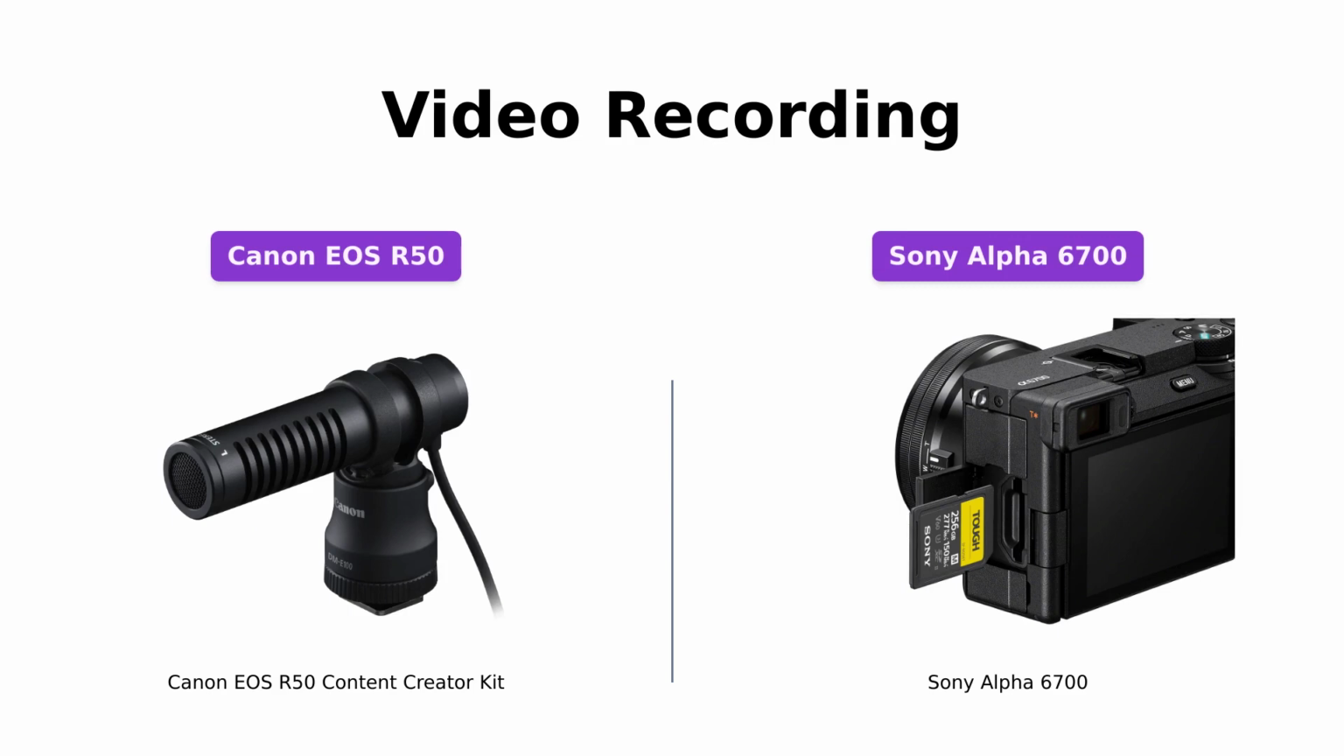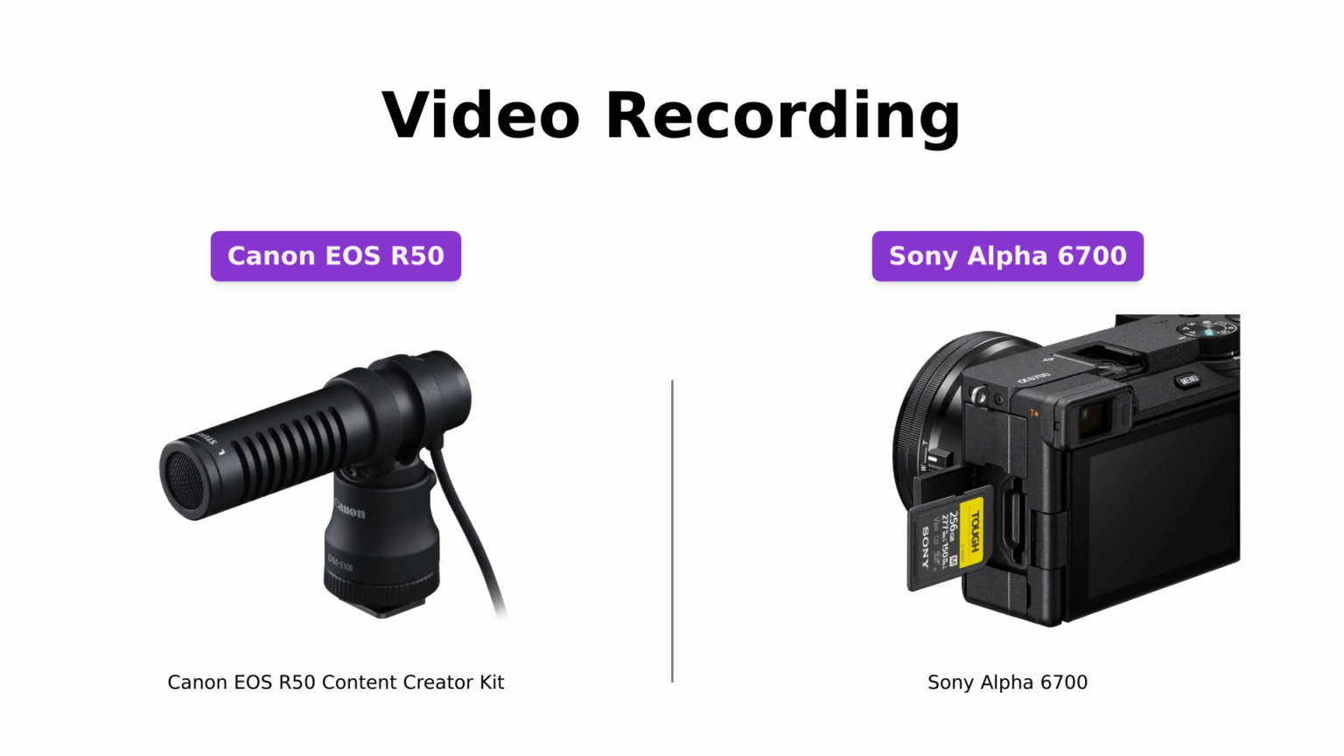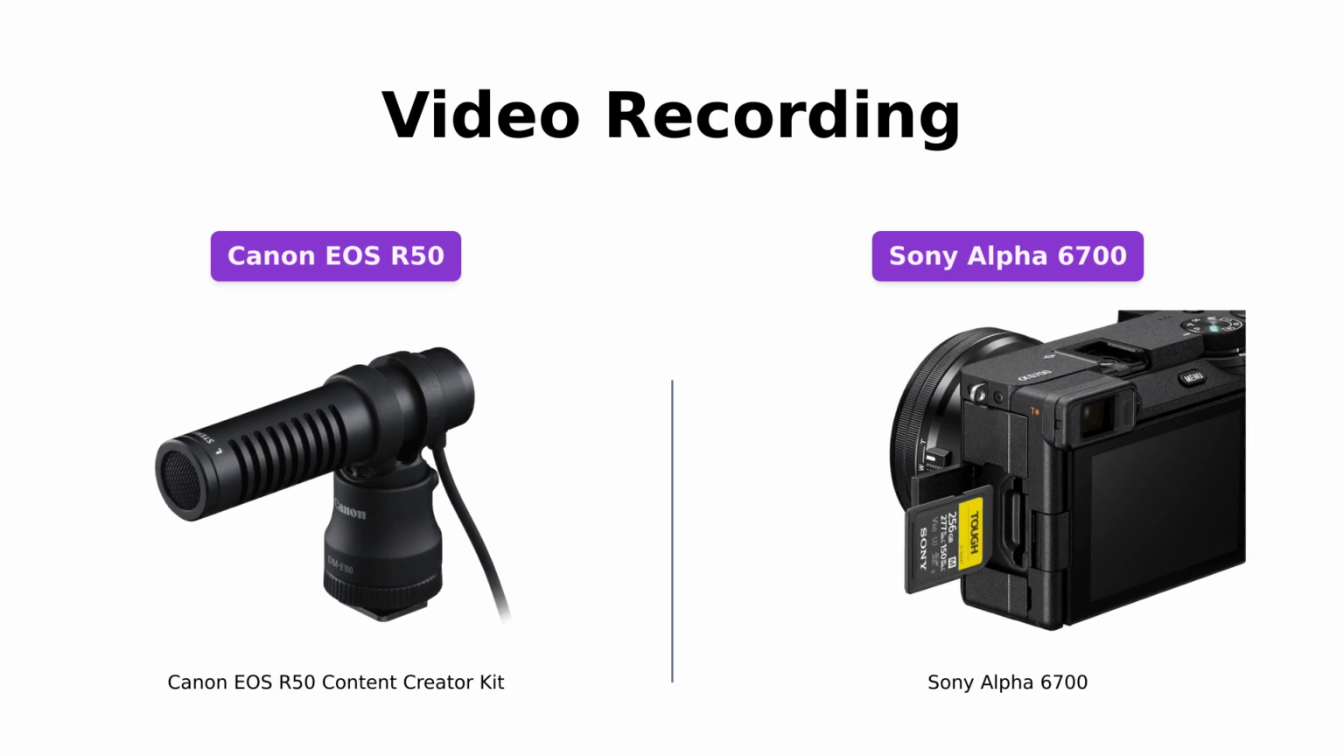When it comes to video recording, both cameras offer impressive features. The Canon EOS R50 supports 4K uncropped movie recording at up to 30 FPS oversampled from 6K, and Full HD high frame rate movie at up to 120 FPS. It also has a close-up demo mode that quickly switches focus when a product is brought close to the camera.